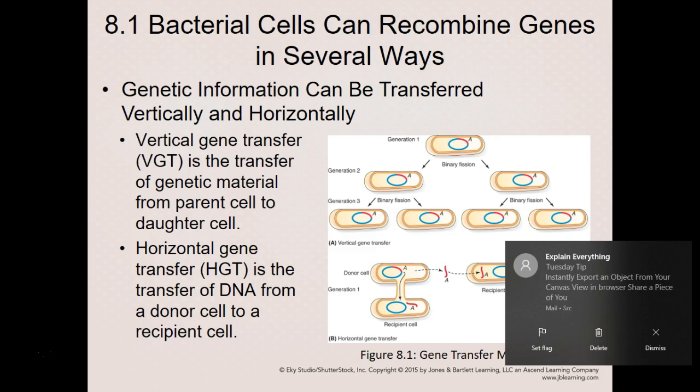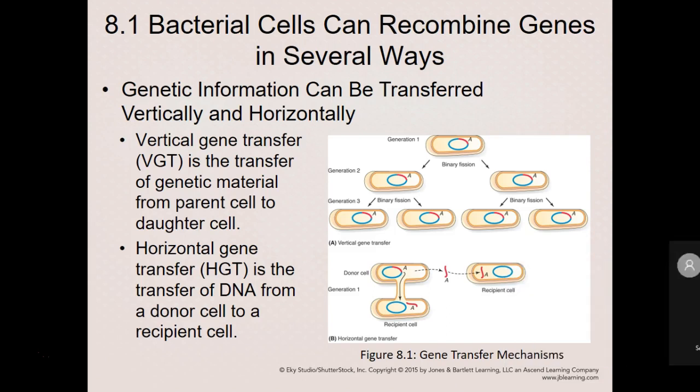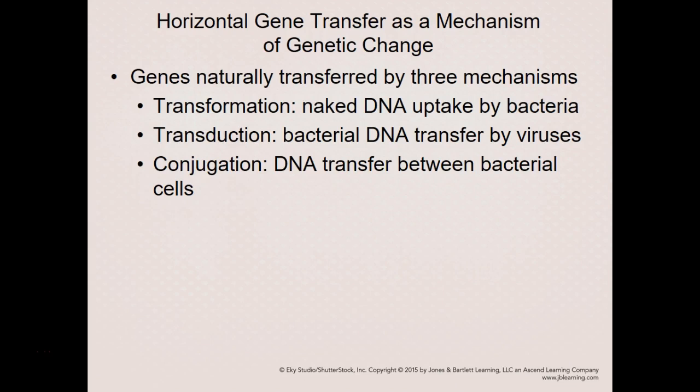Horizontal gene transfer occurs when we have two cells in the same generation. One cell offers another cell genetic information. So there are three ways that we can horizontally transfer genes. One of the ways is called transformation. This is, definition-wise, taking in naked DNA from a solution.